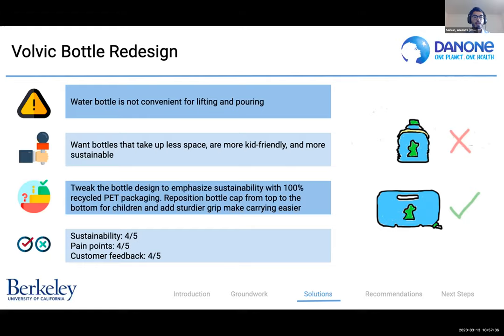And we realized that people want bottles that take up less space in household areas, are more kid-friendly, and are more sustainable. So we'll continue to push the Volvic brand and the known brand by emphasizing 100% recycled PET packaging. Generally, customers were very happy with this type of idea, and it tackles a lot of their pain points and maintains the sustainability record that Danone holds.